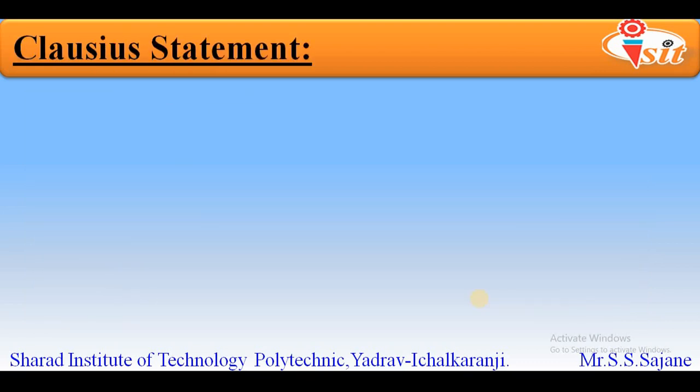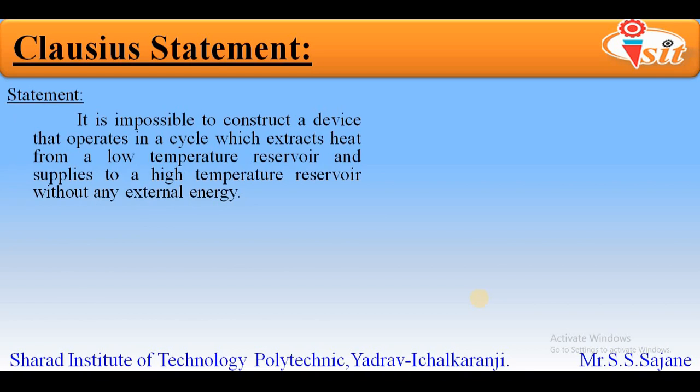Now we will see the other part of second law of thermodynamics, that is Clausius statement. So first we'll see what is the statement. It states that it is impossible to construct a device that operates in a cycle which extracts heat from a low temperature reservoir and supplies it to a high temperature reservoir without any external energy. In simple words, we can say that it is not possible to construct a machine which will transfer heat from a low temperature reservoir to high temperature reservoir without consuming some form of energy. So this is actually given in the statement.